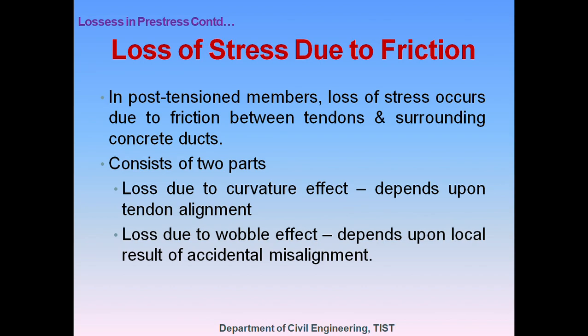This loss of stress due to friction consists of two parts. The first one is loss due to curvature effect, that depends upon the tendon alignment. The friction is generated due to the curvature of the tendon and the vertical component of the pre-stressing force. The second one is loss due to wobble effect. In addition to this friction, the stretching has to overcome the wobble of the tendon. The wobble refers to the change in position of the tendon along the duct. That depends upon the local result of the accidental misalignment.